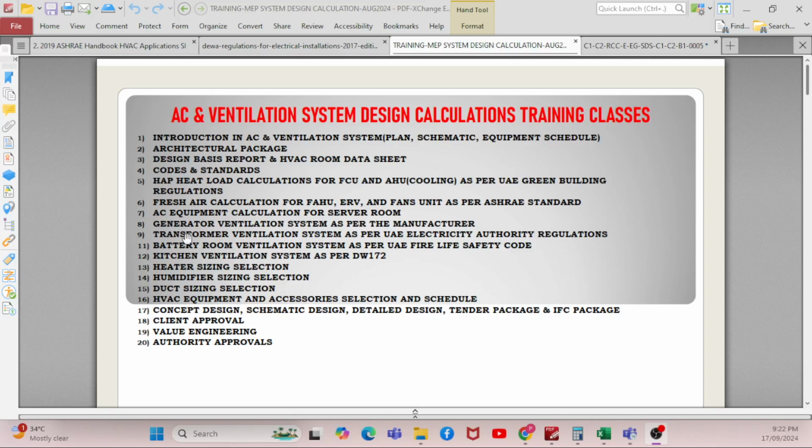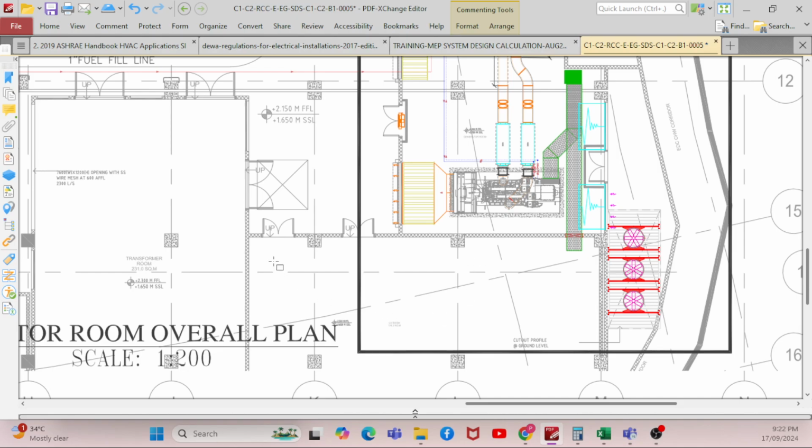Today we will talk about a transformer ventilation system as per local regulation. This is one of the high-risk tower projects where you can see the transformer room, the generator room, then the LV room.